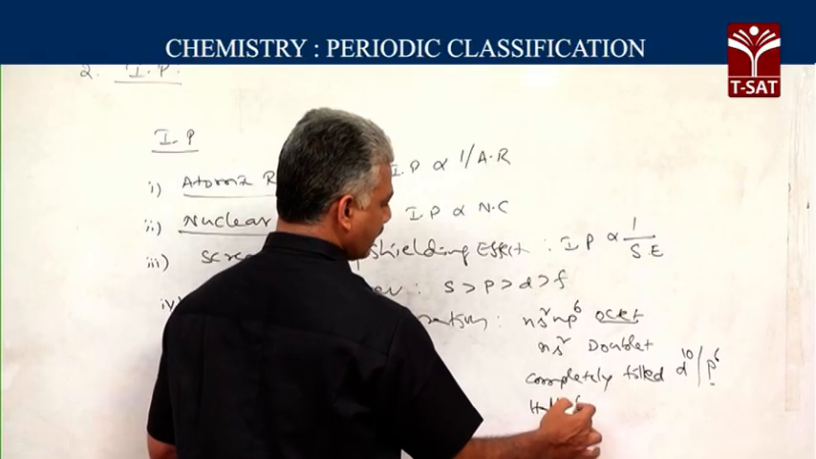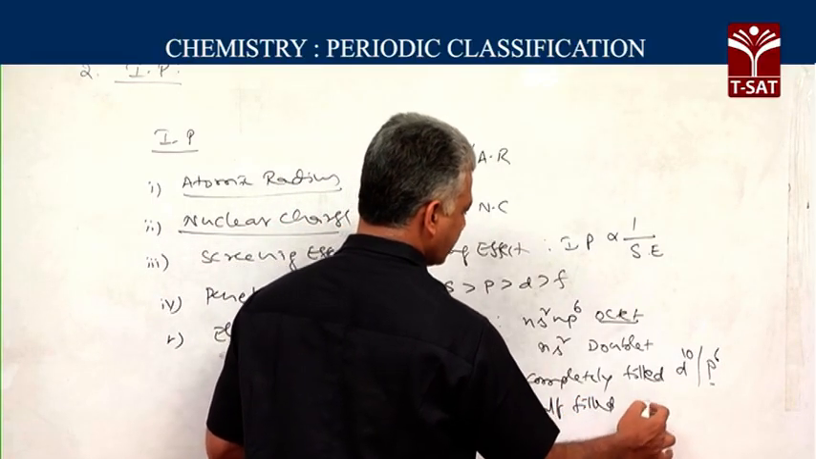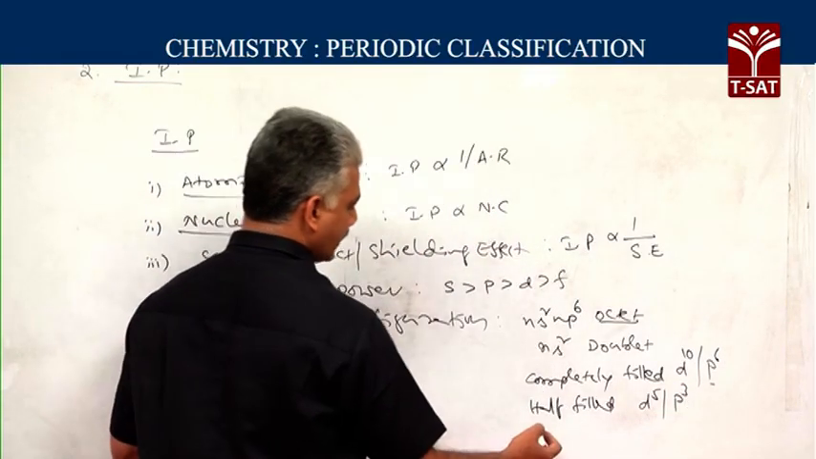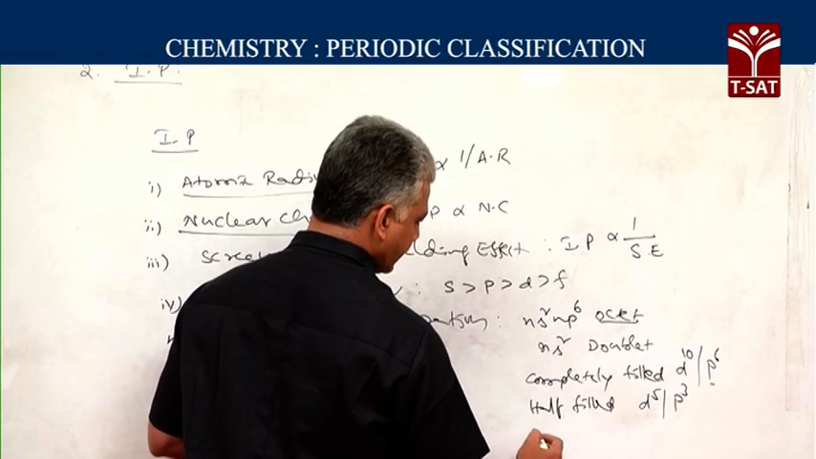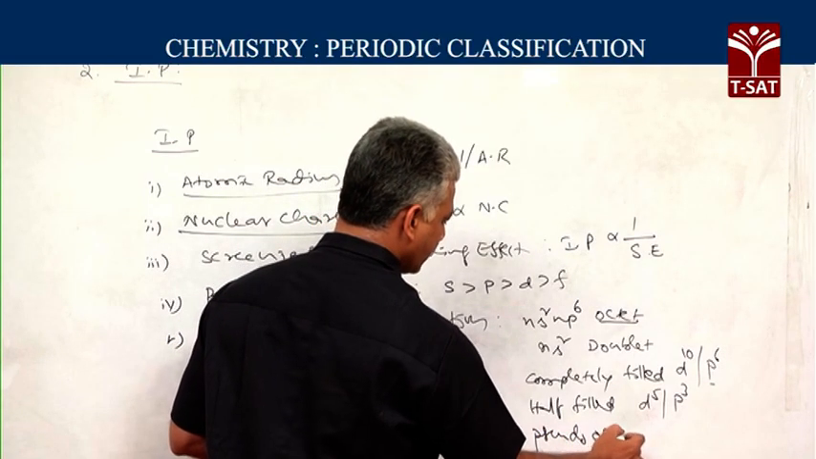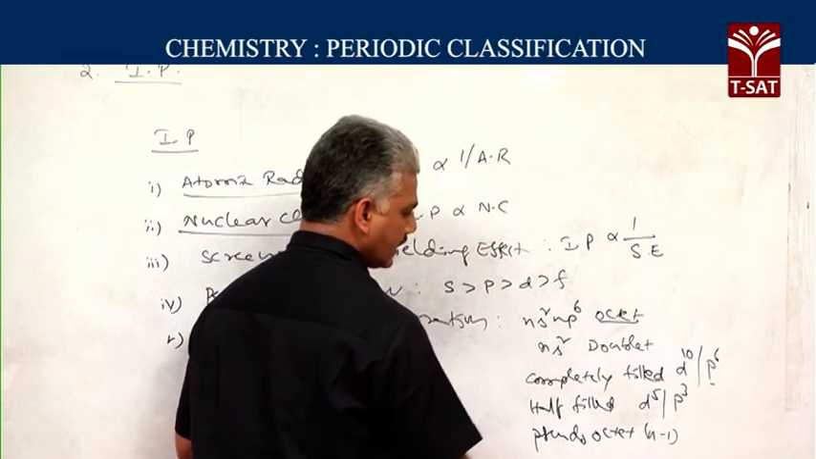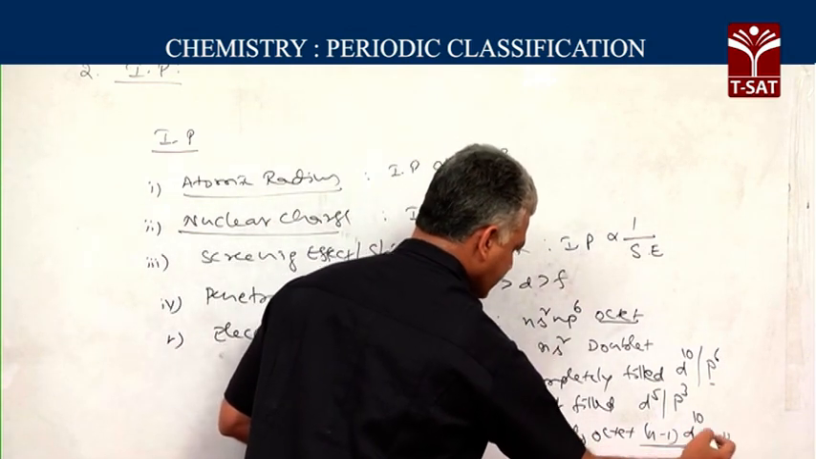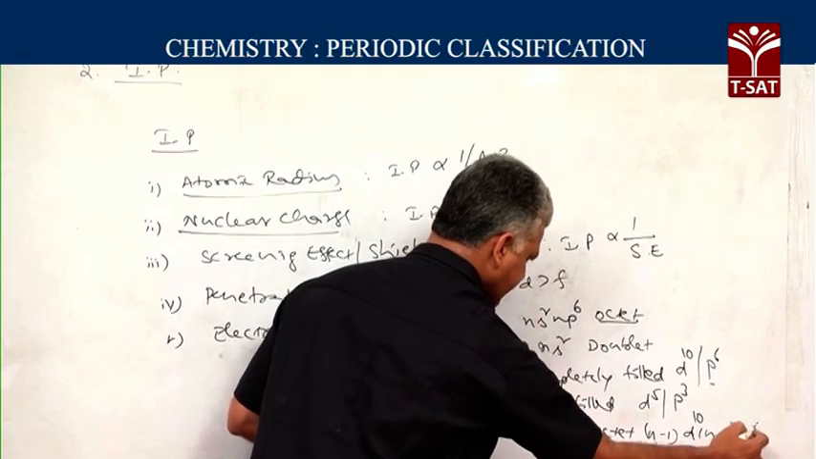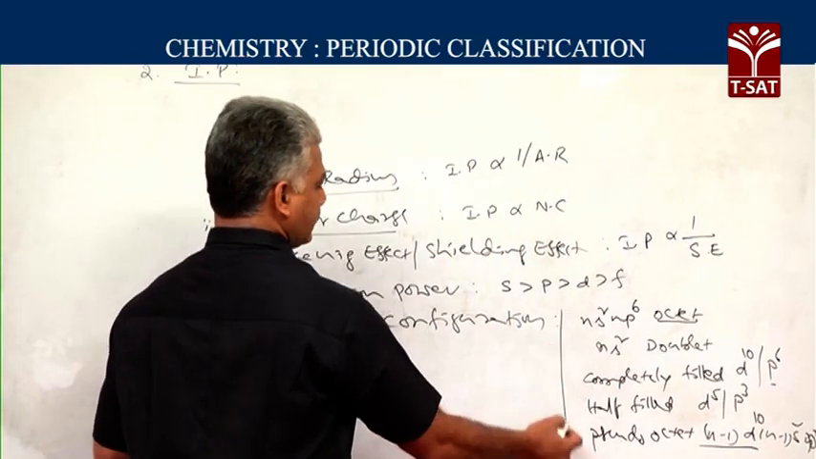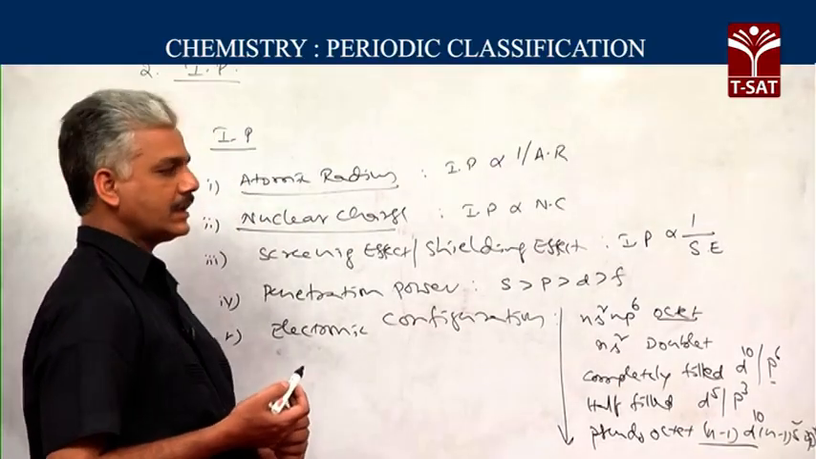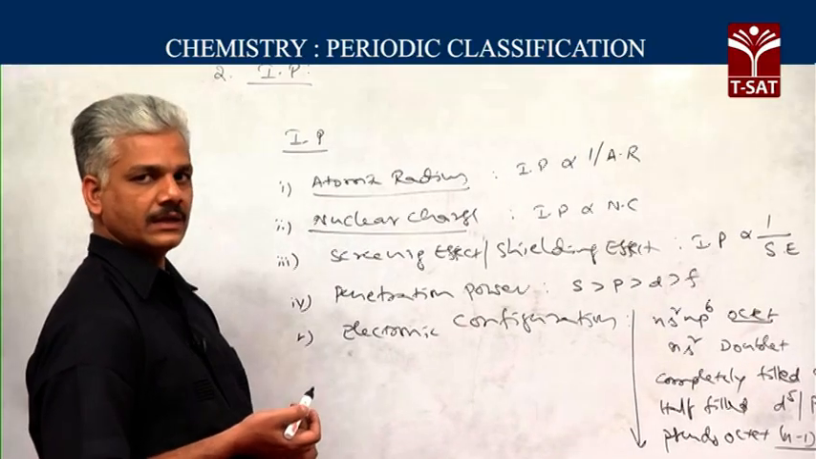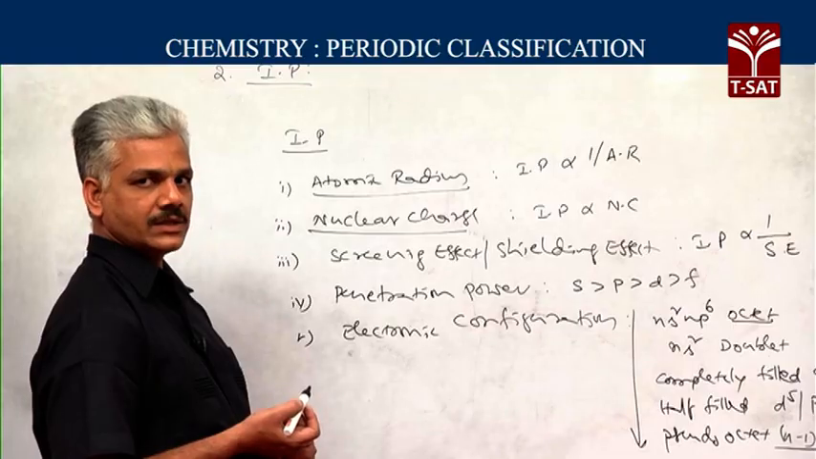Then half filled configuration is also considered to be stable. This half filled comes in two cases, one is D5, another one is P3. And next most stable electronic configuration is known as pseudo octet configuration, which is represented as n-1 D10, n-1 S2 and P6. In this direction, stability value comparatively decreases. So, whenever you come across these electronic configurations, suddenly there will be an increase in the ionization potential value.